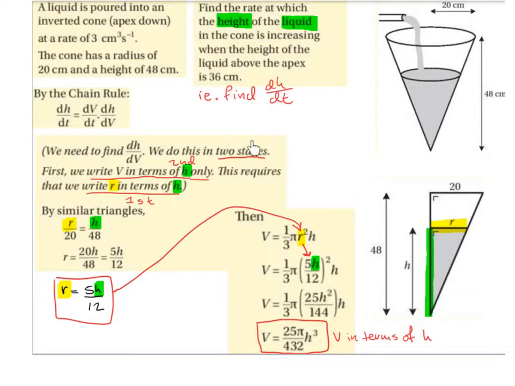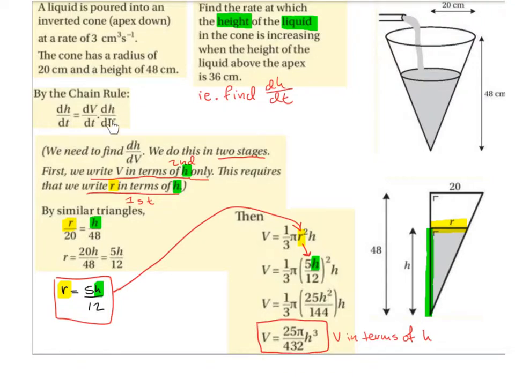So we did this in two stages. The first thing we did was we wrote r in terms of h. We did that using similar triangles, so we have r equals 5h over 12. The second thing we did was we wrote V, the volume, in terms of h. So we got the volume formula from our formula book, and we swapped the r for 5h over 12 because that's what we got r equal to. And now we have the volume in terms of h. So there's only an h in the volume. This is what we wanted. We didn't want an r in the volume formula, we only wanted an h. And this is ultimately because we need to find dh/dV, so we want to differentiate h with respect to V.